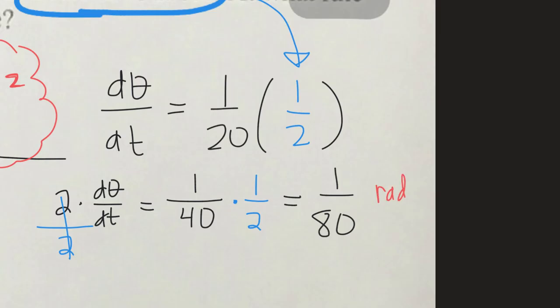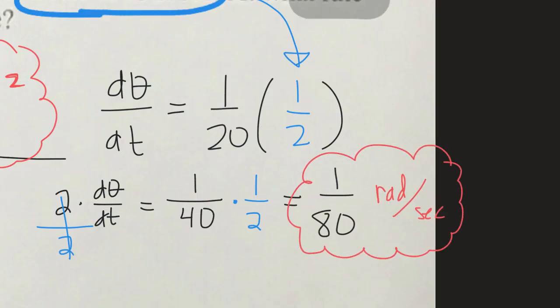Always radians. Whenever we're doing an angle problem, this is radians per second. So our eyeballs are not moving very much at all. 1 over 80 is not a very large angle to begin with. So our angle of elevation is not going up very fast.